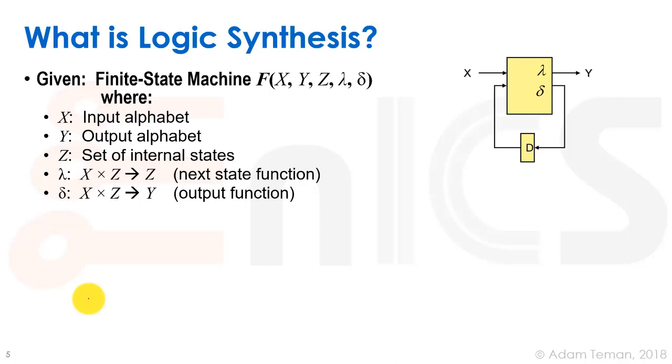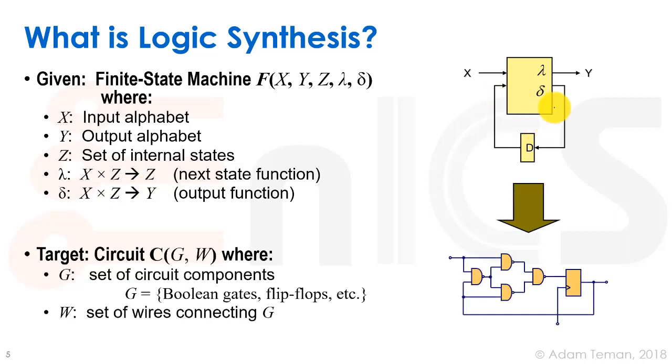Mathematically, we're given a finite state machine, f of x, y, z, lambda, and delta, where x is the input alphabet, y is the output alphabet, z is a set of internal states, and lambda is a next state function from xz to z, and delta is an output function from xz to y. What the synthesis does is it takes this finite state machine that we had here, the inputs, the function, the outputs, and the current state, which is also input, and it turns it into a target circuit, C of G and W, where G is a set of circuit components, that's Boolean gates, flip-flops, etc., everything we see here, and W is a set of wires that are connecting G together.